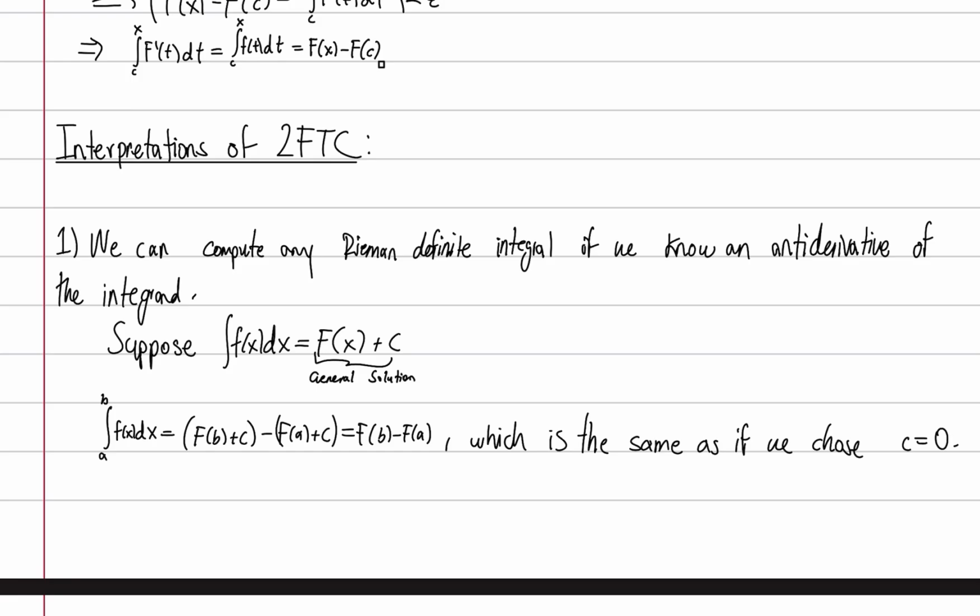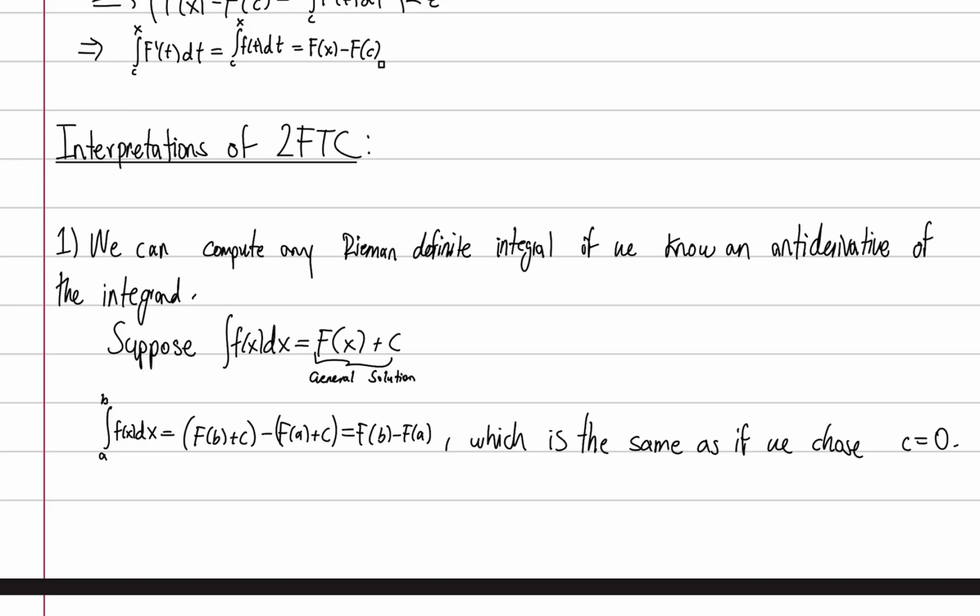We need to understand it. First is a pretty obvious result: we can compute any Riemann definite integral if we know an antiderivative of the integrand. So suppose we know the antiderivative of f dx is capital F of x plus c. This is our general solution, right? We're adding a constant because taking the derivative just gives you a zero and it cancels out. Right, this is our general solution.